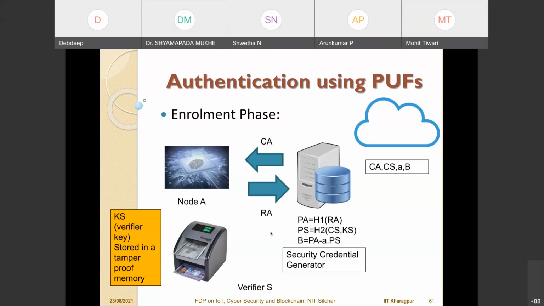So in this particular protocol, there is an enrollment phase. Imagine there is a device that you want to connect in an IoT kind of system. You take this device, which is embedded with the PUF, and you want to enroll it to a security credential generator. The security credential generator sends a challenge and obtains a response, and then applies a typical cryptographic hash function and obtains an output called PA.